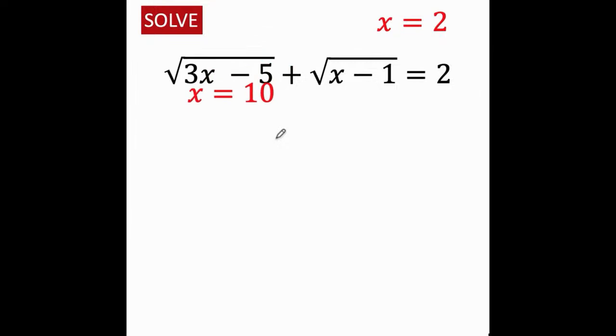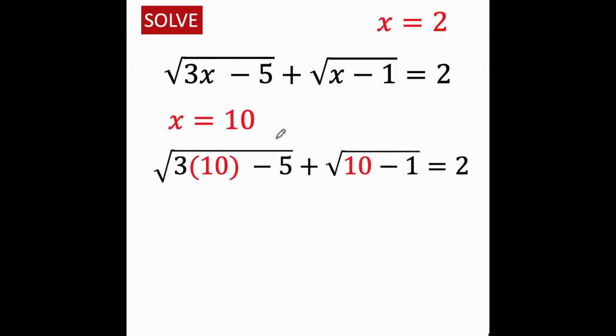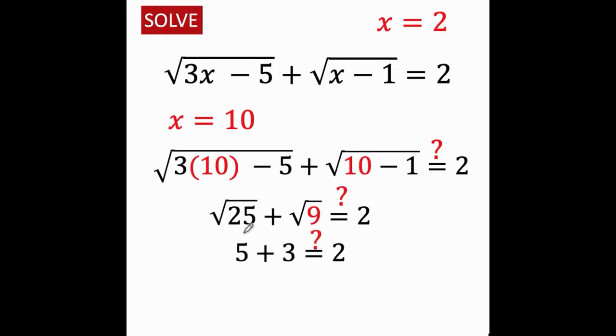So let's take first x equals 10. Substitute 10 for x. So this x becomes 10, this x becomes 10. Then 3 times 10 is 30, minus 5 is 25, so we have the square root of 25. Then 10 minus 1 is 9, so you have the square root of 9 here. And the square root of 25 is 5, the square root of 9 is 3, 5 plus 3 is 8, which is not equal to 2. This is wrong. So therefore, x equals 10 is our extra root. That is not our answer.